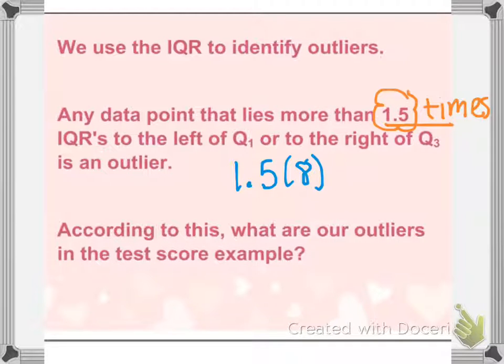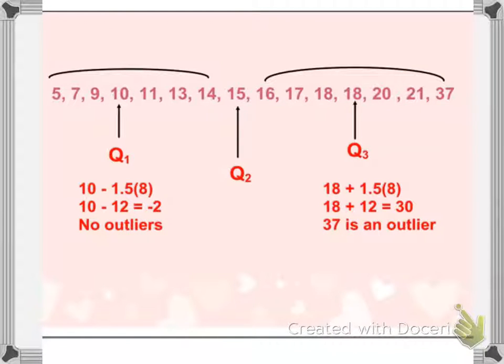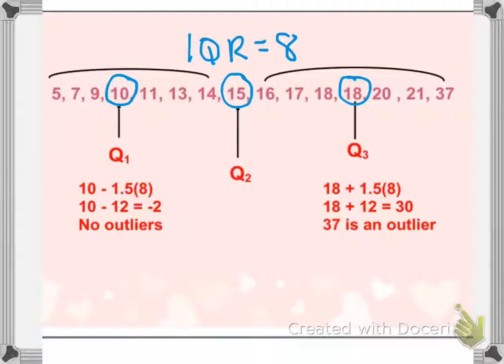That number I'm going to both subtract from my lower quartile, Q1, and add to my upper quartile, Q3, to find if there are any outliers. So here's all the data. We already lined it up. We identified Q1, Q2, and Q3. We already did all of that. We knew that our IQR was 8, because 18 minus 10 gave us that 8.